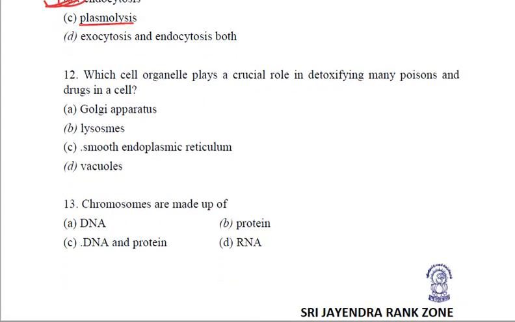Let us come to question number 12. Which cell organelle plays a crucial role in detoxifying many poisons and drugs in a cell? Just recall two questions back. It is the function of smooth endoplasmic reticulum. And where exactly does this process take place? In liver cells. In liver cells, this smooth endoplasmic reticulum plays a very crucial role in the detoxification of poisons and drugs. It is one of the very important functions of SER, that is smooth endoplasmic reticulum. So the correct option is C. Clear?